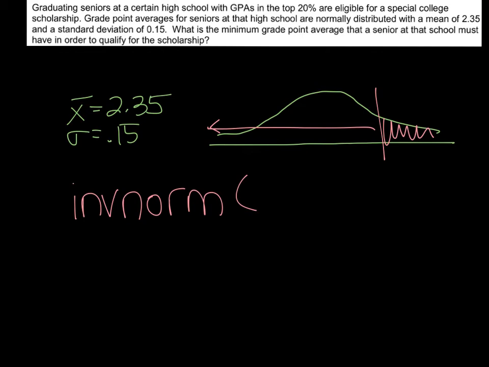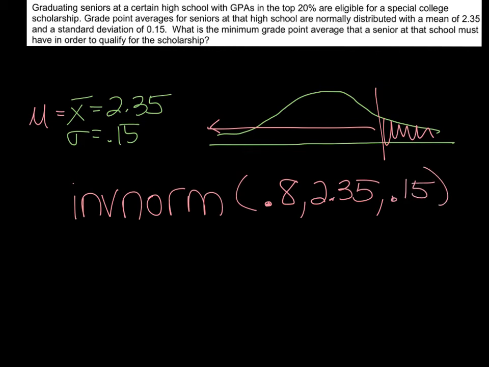Now our area is the percentage. It's the area under the curve. Well, if we're in the 80th percentile, our area is going to be 0.8. Our average in this case, it told us, was 2.35. So that's what goes in the mu. We know that mu is the same thing for these purposes as the mean. And that's our 2.35. And our standard deviation is the 0.15.